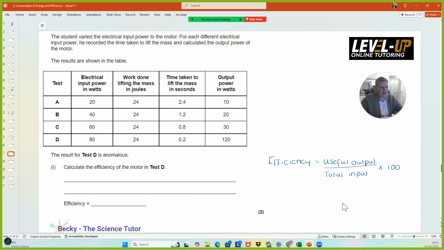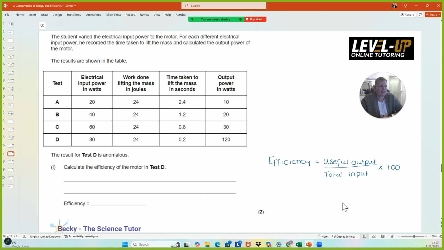Quite a few of you have sent through now, and you might have calculated 150% and gone, that can't be right, we can't have more than 100%. You are right. Why is that right in this case? Why is it right in this case?